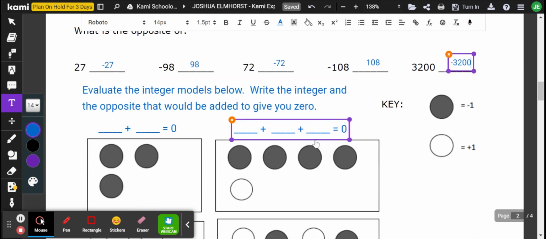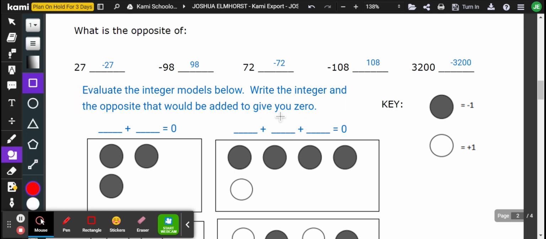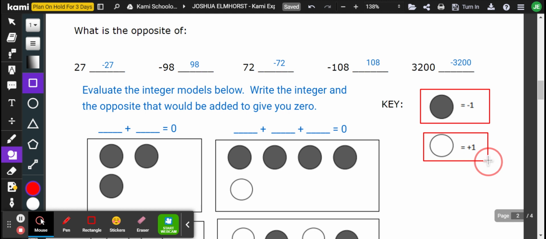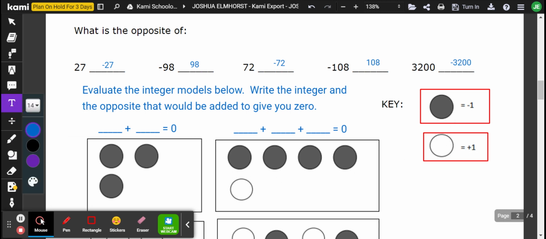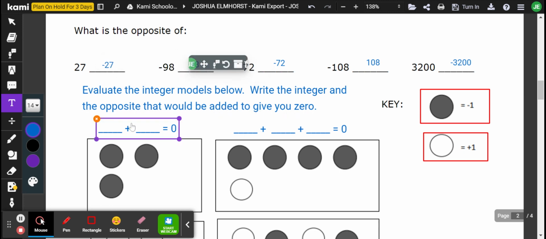So now we're going to look at integer models. So on the left side over here, we have a shaded integer counter would be negative, and an unshaded integer counter is going to represent a positive. So a -1 and a +1. So if we go down below and we look at this model, evaluate the integer models below, write the integer and the opposite that would need to go with it to give you 0.